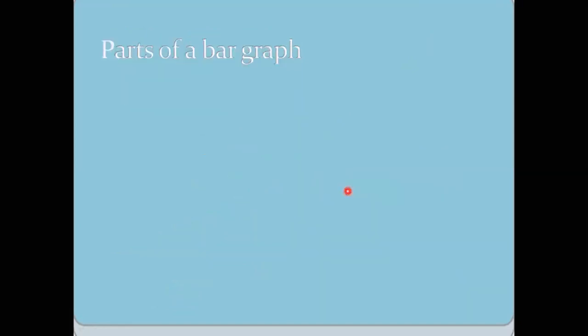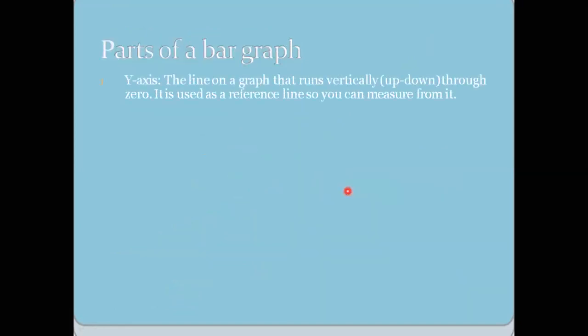Next, let us see the graph. Parts of a graph, parts of a bar graph. Y-axis: the line on the graph that runs vertically up and down.